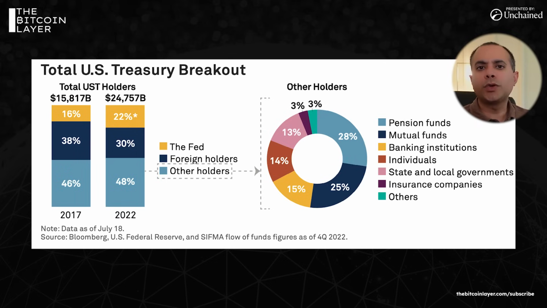Now, who owns US Treasury securities? Well, it's basically everyone around the world that is an investor: pension funds, mutual funds, banks, individuals, and state and local governments. You also have a lot of treasuries owned by the rest of the world. Those are central banks and governments, as well as investors around the world. So US Treasuries are a very widely held asset.